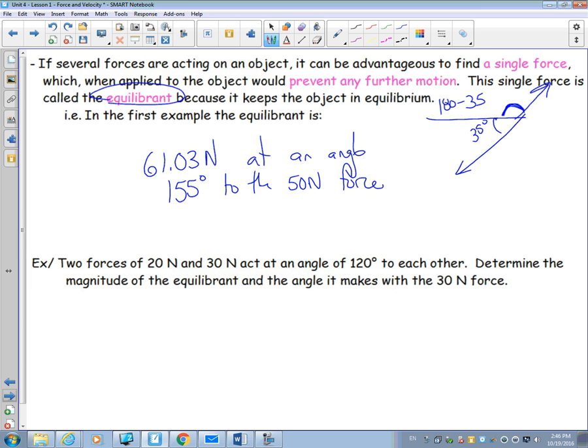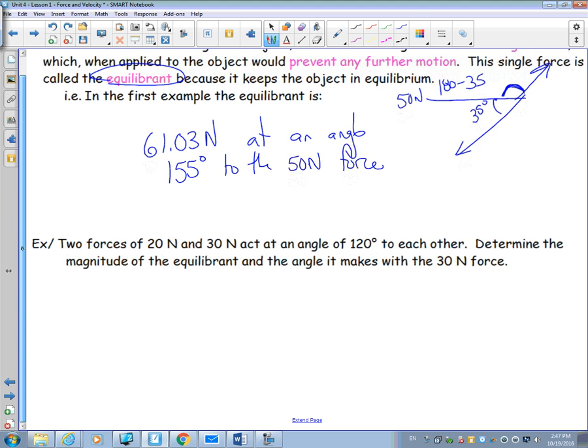remember this was 50 newtons here, right? We could totally counteract anything that Chloe and Buffy could do, because we're acting in the exact opposite direction at the exact same amount, and that crate wouldn't move anywhere. And again, we call this the equilibriant, the one force that counteracts other forces.